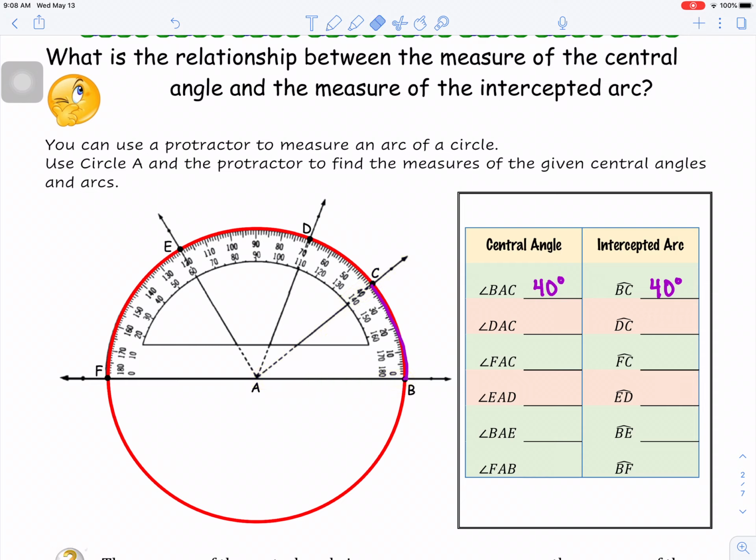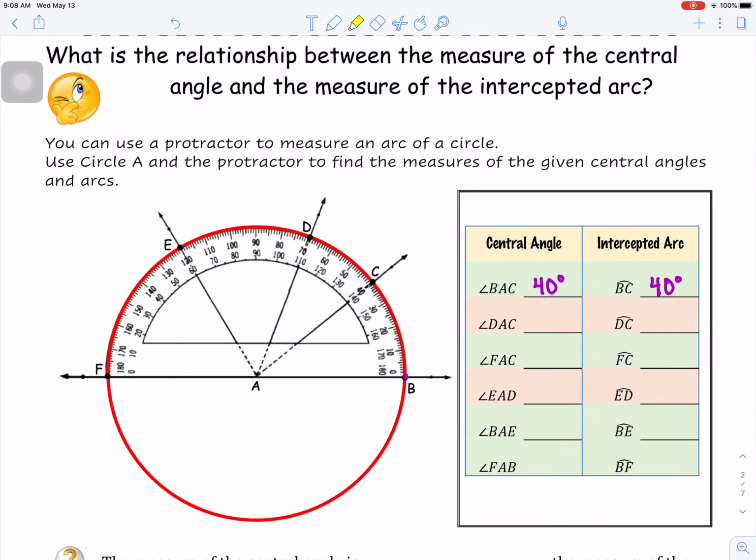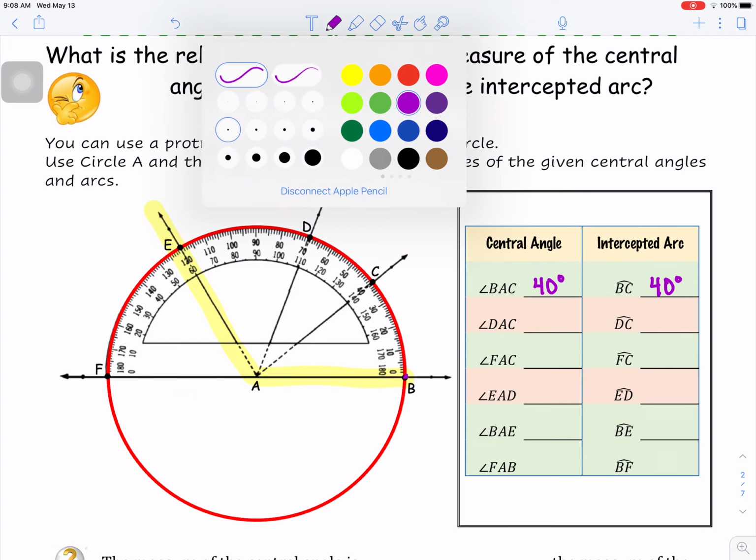Now I'm going to erase my highlight and my mark so I'm fresh when I start the next one. I'm not going to do all of these for you, but I just want to show you how they overlap. So let's do BAE. Just highlight BAE. B to A to E. Okay, now you don't have to count each time. You could just look at the numbers that are here.